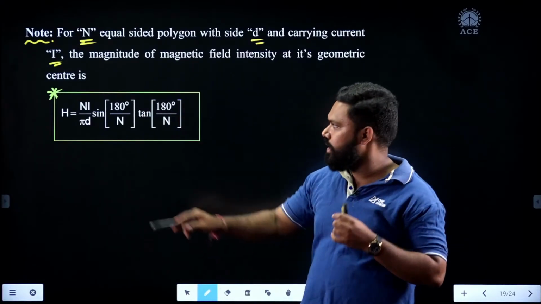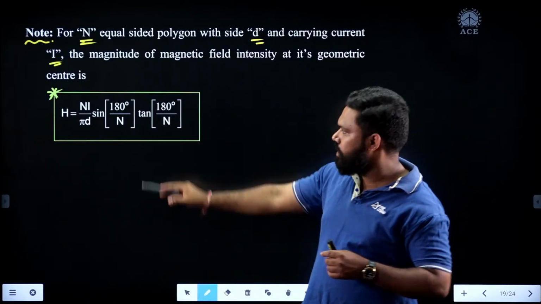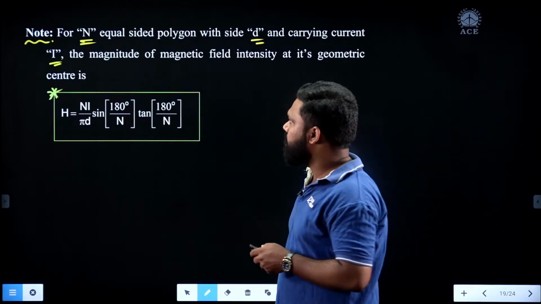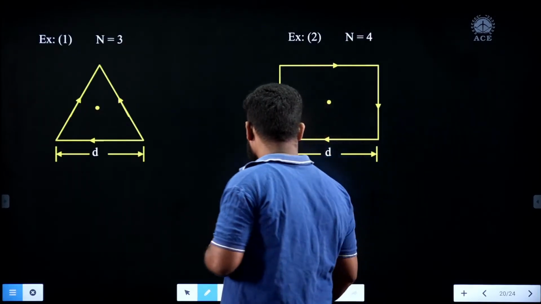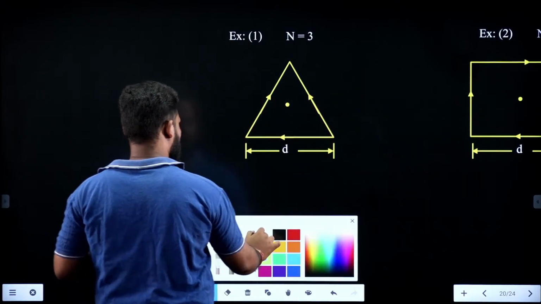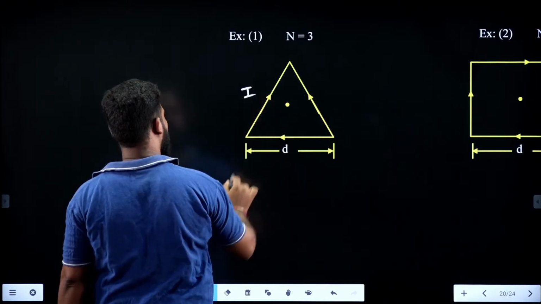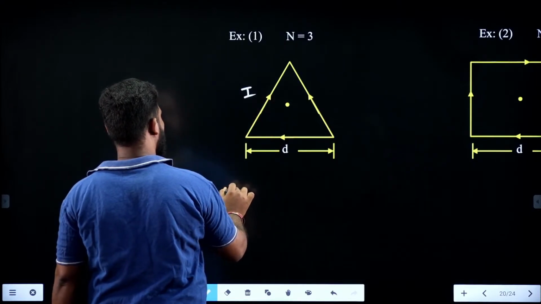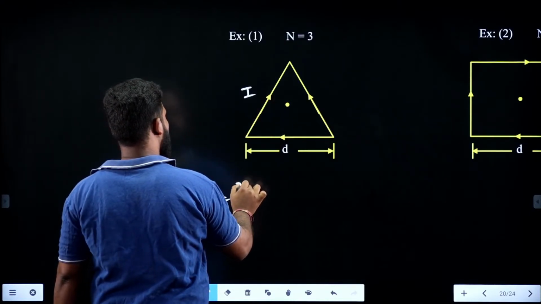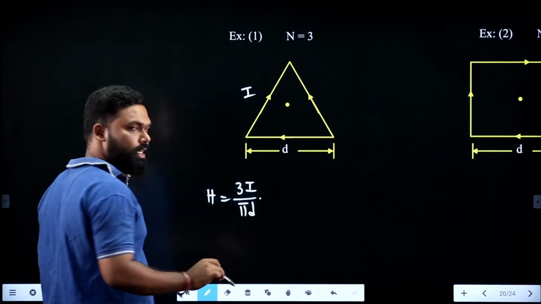So for the triangle n is equal to 3, for the square n is equal to 4. If n is equal to 6, it is hexagonal. Let us take some examples here. If the current carrying conductor is like this, then what happens to the magnetic field at the center? Let us say it is carrying the current I amperes. So H is equal to n I by pi d, it is 3I by pi d sine of 180 by 3.